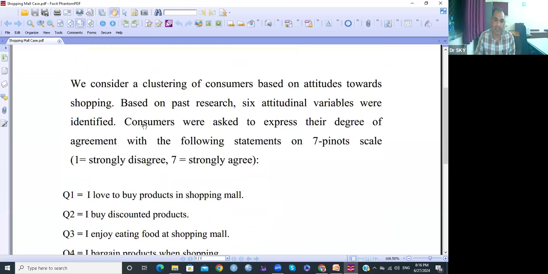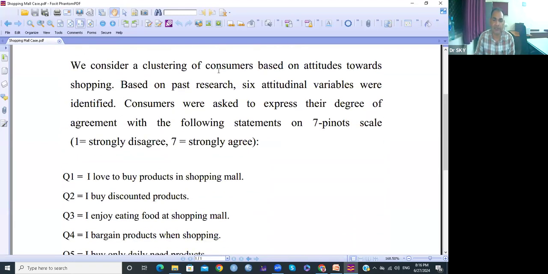Okay, we have a case study where we consider a clustering of customers based on attitudes towards shopping. Based on past research, 6 attitudinal variables were identified. Customers were asked to express their degree of agreement with the following statements on a 7-point scale, where 1 is strongly disagree and 7 is strongly agree.